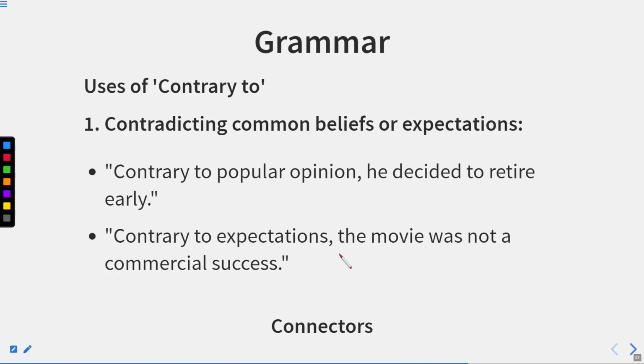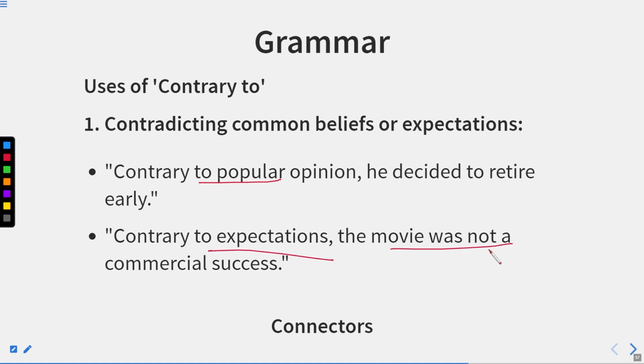Counterintuitive means whatever has been said, it is just countering that particular information. Contradicting common beliefs or expectations. Contrary to popular opinion, he decided to retire early. So, contrary to popular opinion, thinking that this is not a good thing, he decided to retire early.